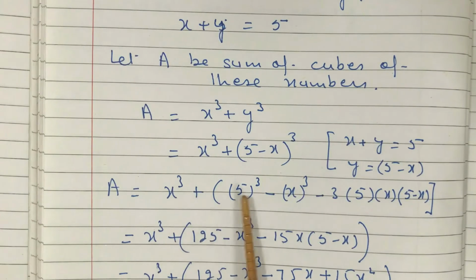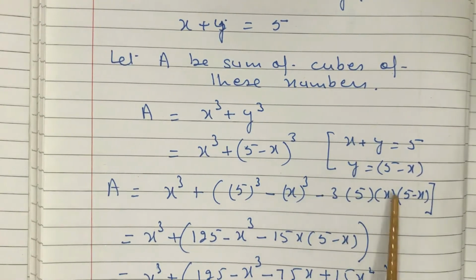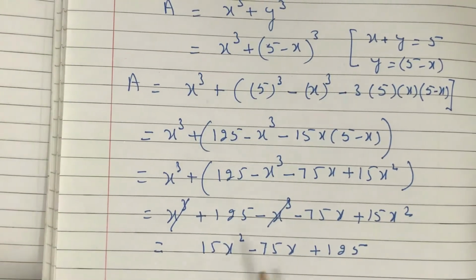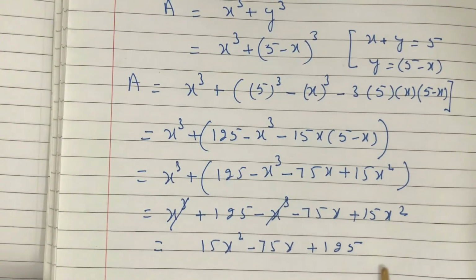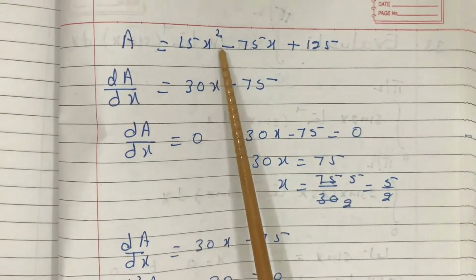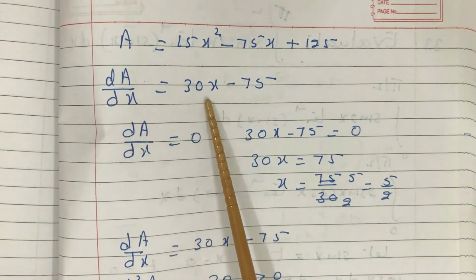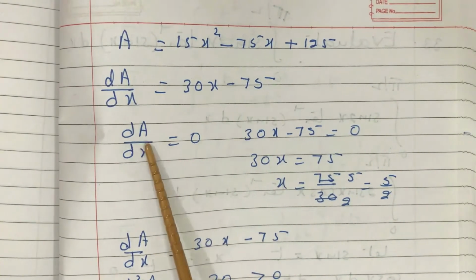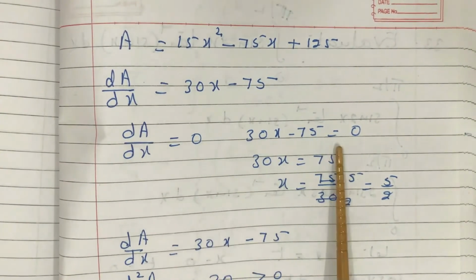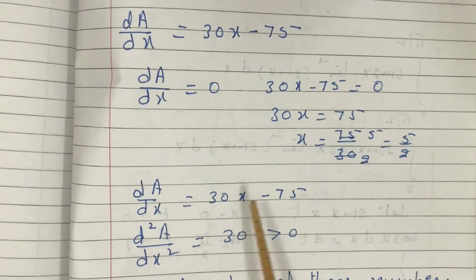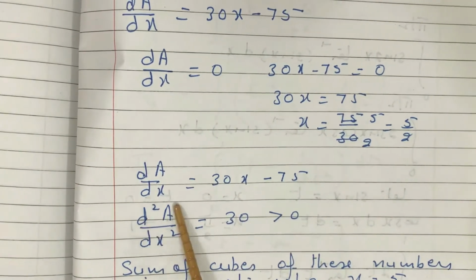You will get x cube plus 5 cube minus x cube minus 3 into 5 into x into 5 minus x. After simplifying it, we will get 15x square minus 75x plus 125. Now A is equal to 15x square minus 75x plus 125. Find dA by dx. That is equal to 30x minus 75. dA by dx equal to 0. It means the value of x will come out to be 5 by 2. Now dA by dx is equal to 30x minus 75. Find d square A upon dx square. That is 30, which is greater than 0.